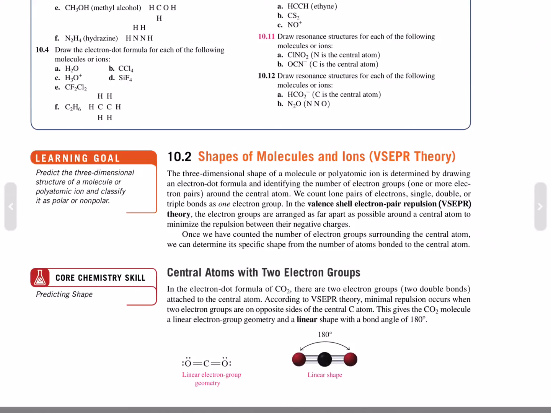Central atoms with two electron groups. In the electron dot formula of carbon dioxide, there are two electron groups, two double bonds, attached to the central atom. According to the VSEPR theory, minimal repulsion occurs when two electron groups are on opposite sides of the central carbon atom. This gives the carbon dioxide molecule a linear electron group geometry and a linear shape with a bond angle of 180 degrees.